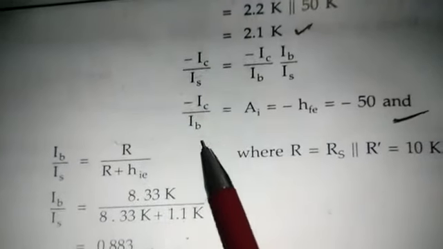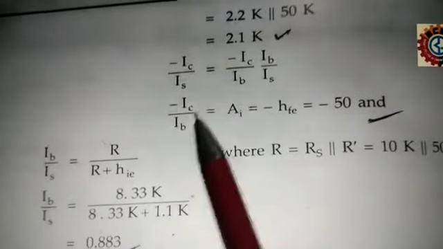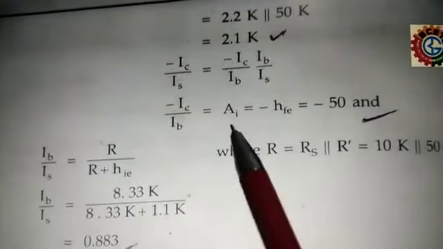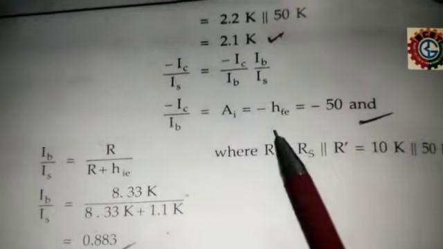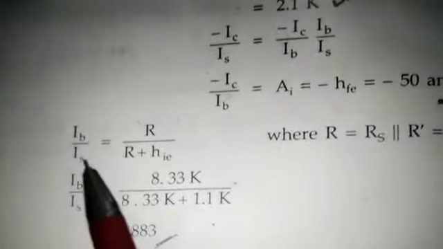So minus IC by IB is nothing but the current gain AI, which is the transistor output current upon transistor input current, and this is given as hFE. So this is minus 50. And now we have to calculate IB by Is.